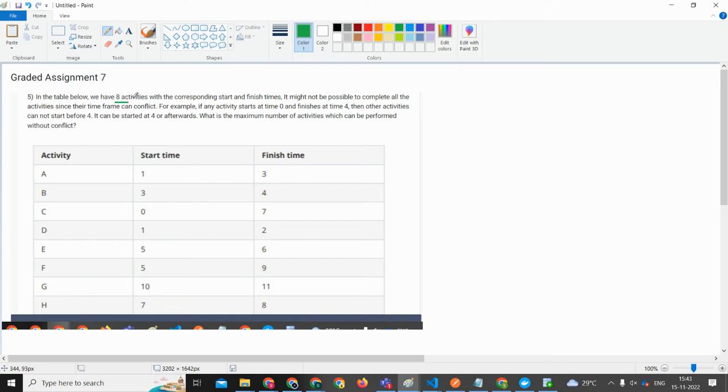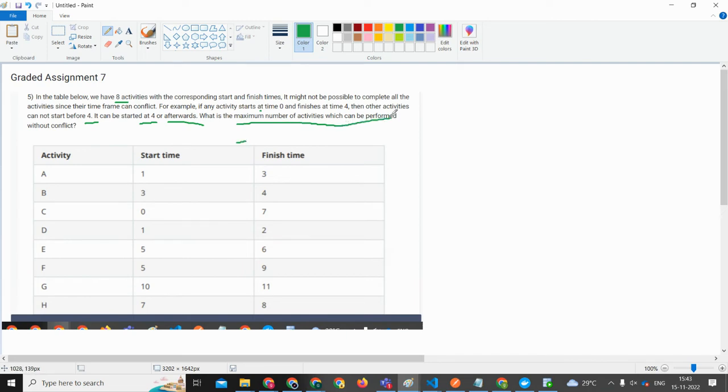So it's saying that we have 8 activities with the corresponding start time and finishing time. It might not be possible to complete all the activities since the time frames can conflict. For example, if an activity starts at time 0 and finishes at time 4, then other activities cannot start before 4. They can start at 4 or afterwards. What is the maximum number of activities which can be performed?